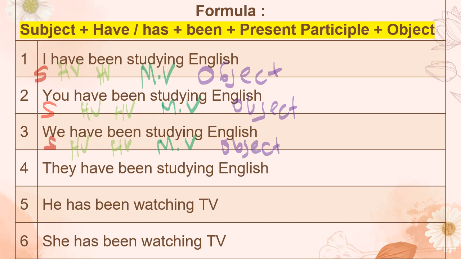Number 4, they have been studying English. They is the subject, have is the helping verb, been is the helping verb, studying is the main verb, English is the object.